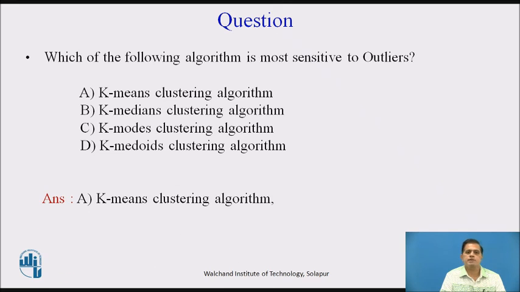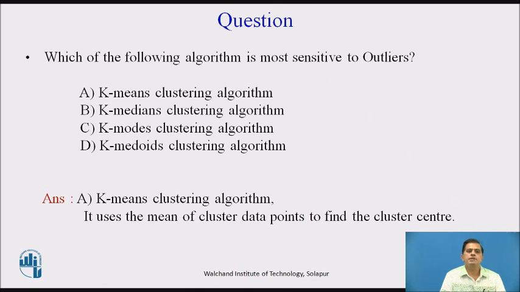Answer is K-means clustering algorithm. Why is it K-means clustering algorithm? Because it uses the mean of cluster data points to find the cluster center. K-medians clustering is used for a different purpose. K-modes clustering algorithm is used for calculating the different modes based on the centroid. K-medoids clustering algorithm is used for calculating the distance based on the different centroid to that object. So that is why the most sensitive to outliers is the K-means clustering algorithm. So the answer is A, K-means clustering algorithm.